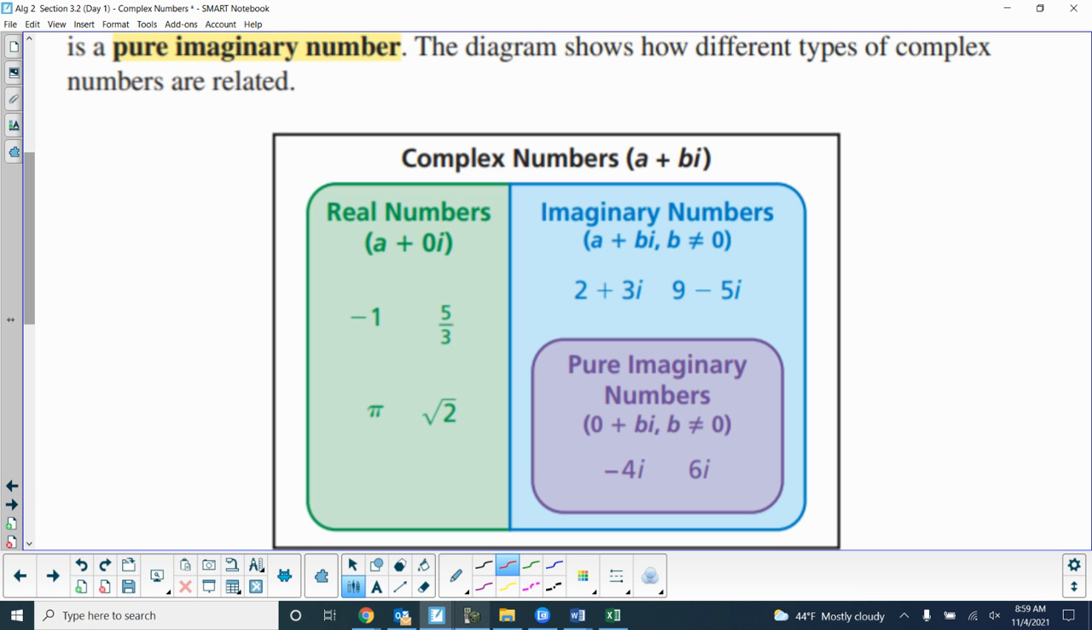A pure imaginary number is when the a is 0, and the b is not. So 0 minus 4i is actually -4i, and 0 plus 6i is 6i. The purple ones are part of the imaginary numbers because they're inside the blue area. Okay, so that's how they're related.